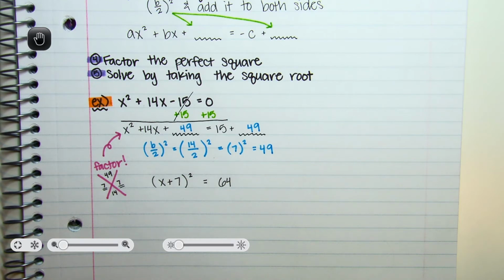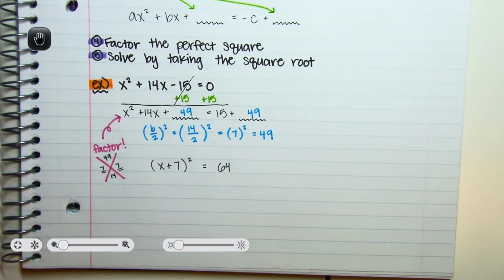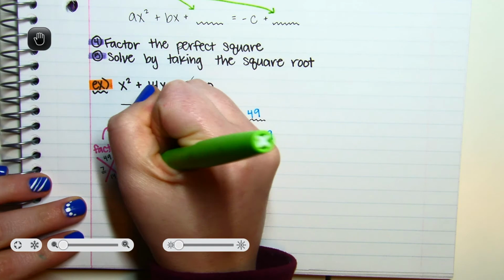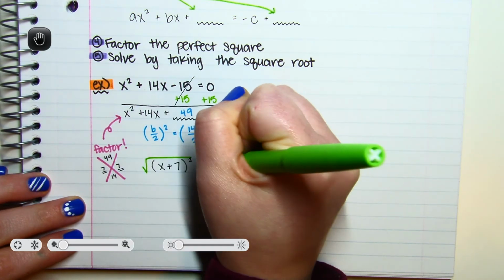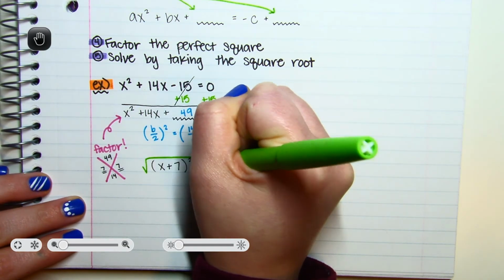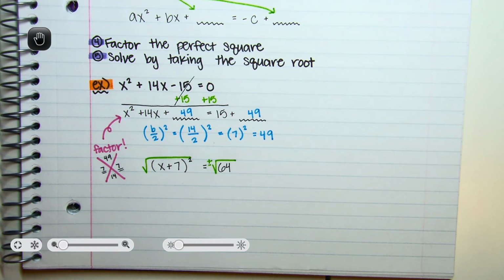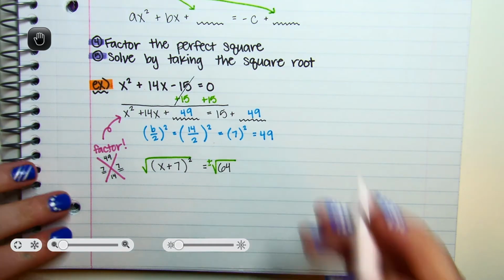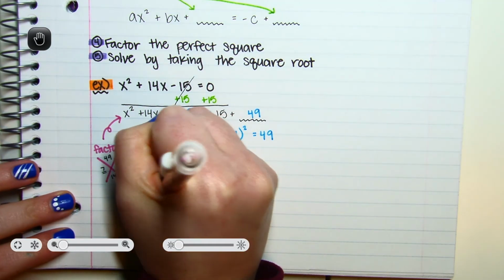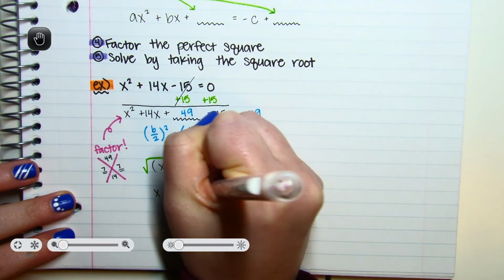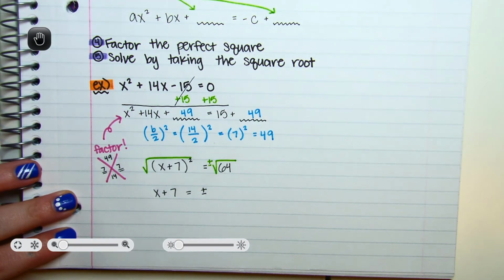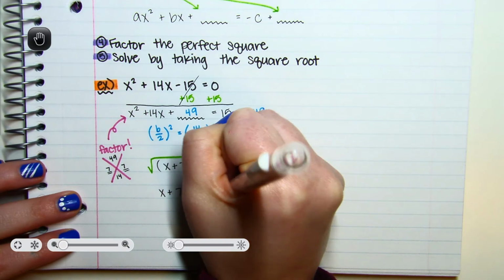So now the last one is step 5, solve by taking the square root. So I'm going to take the square root of the left side, square root of the right side. Remember, we need to add that plus or minus. So this will become x + 7 equals plus or minus what? If you said 8, you are correct.